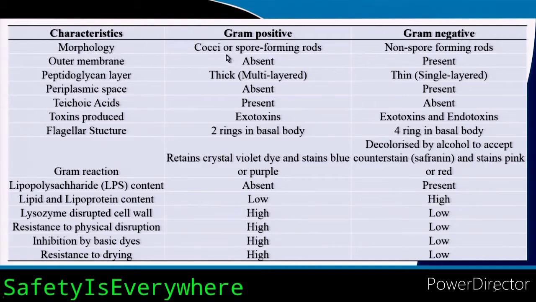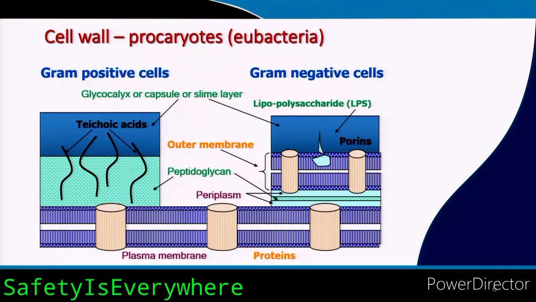The morphology may be cocci or spore-forming rods. They are non-spore forming rods in the gram-negative group. The outer membrane is absent in gram-positive bacteria. It's present in gram-negative bacteria. The peptidoglycan layer is thick. It's multi-layered. In gram-negative, it's thin. It's single-layered. Periplasmic space is absent. Let me show you some more diagrams.